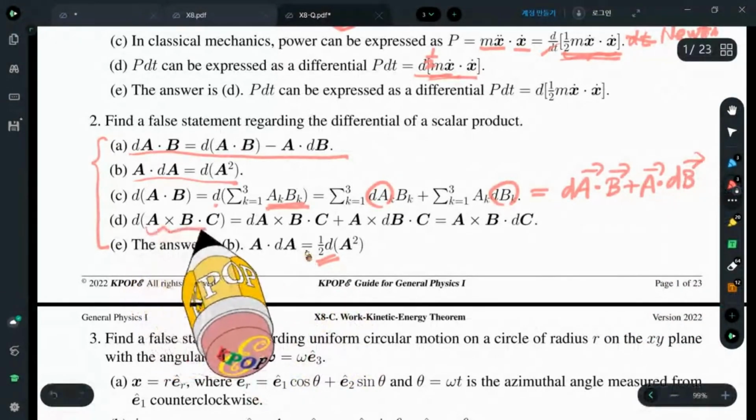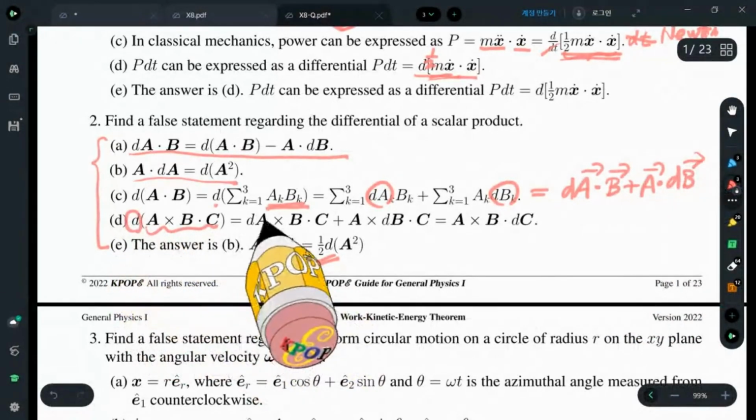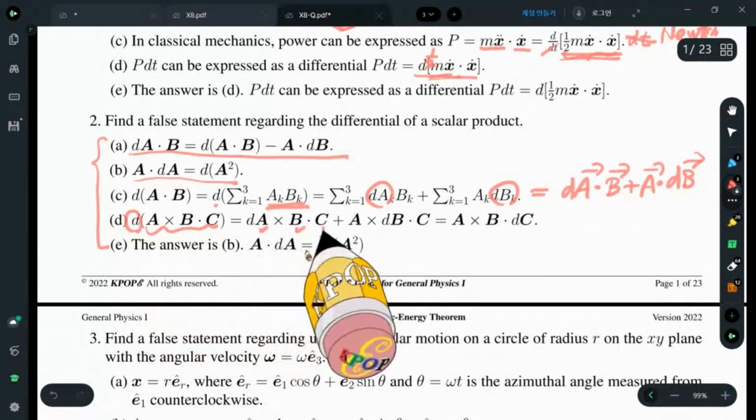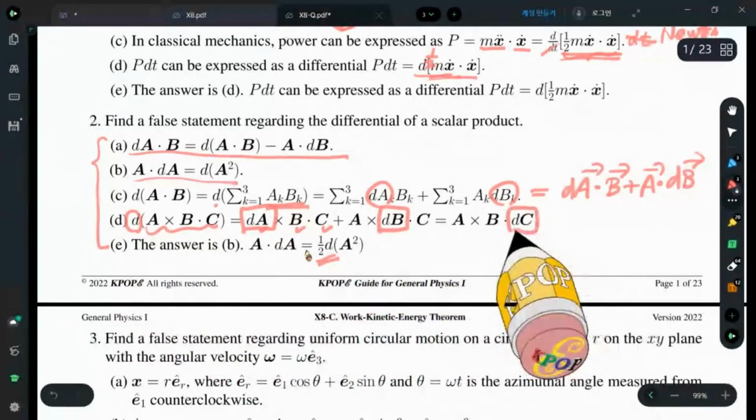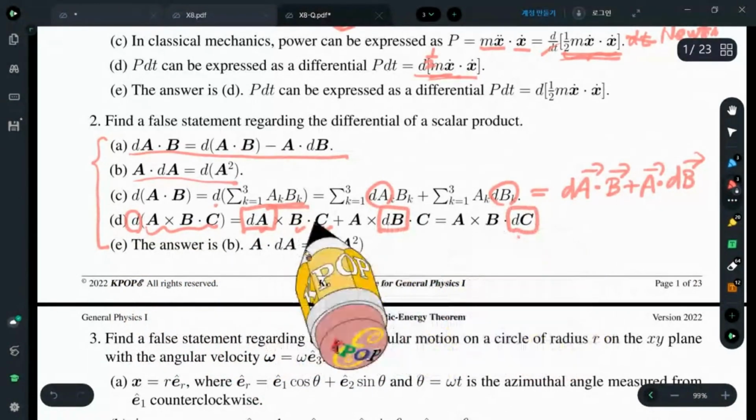For the triple scalar product differential, we have 3 factors. So first differential, second differential, and third differential. And the sum of them is the answer.